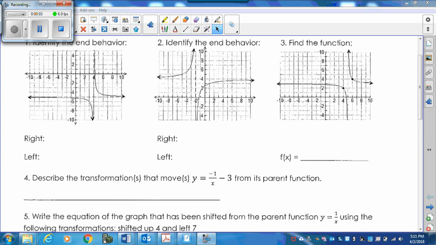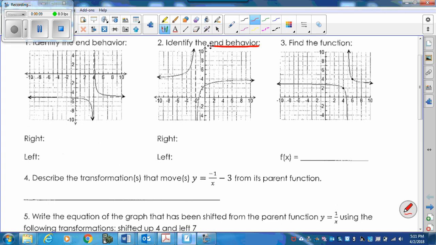Okay, so for this review, we're going to start with looking at the end behavior. And so the end behavior, you look at the right and the left, you're talking about as x approaches infinity and as x approaches negative infinity. Okay, what is happening to y?